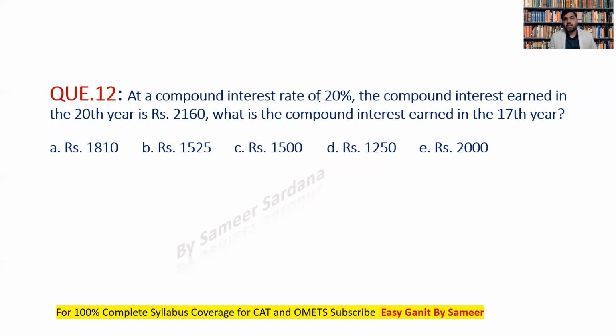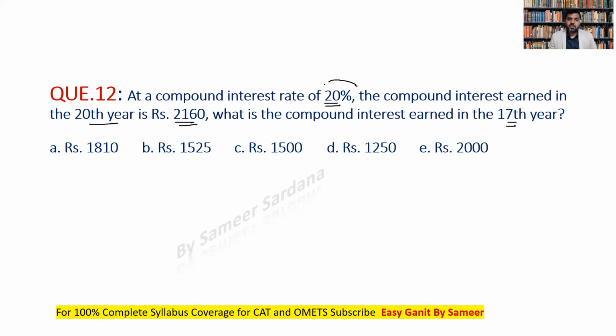At a compound interest rate of 20%, the compound interest earned in the 20th year is 2160. What is the compound interest earned in the 17th year? So this is an amazing question, very, very important. Somebody who knows the concept, who knows the definition, can solve the question easily. Otherwise, it becomes very difficult.